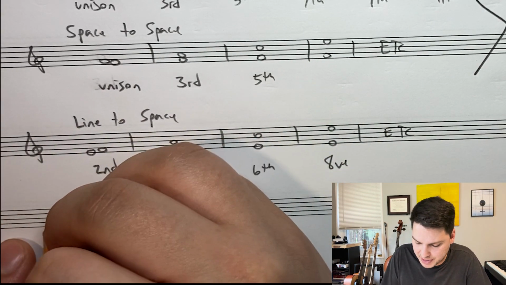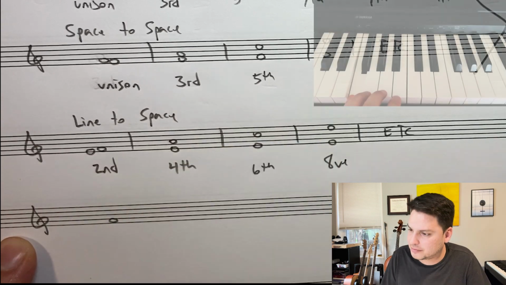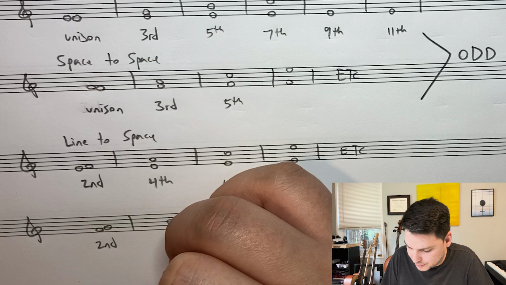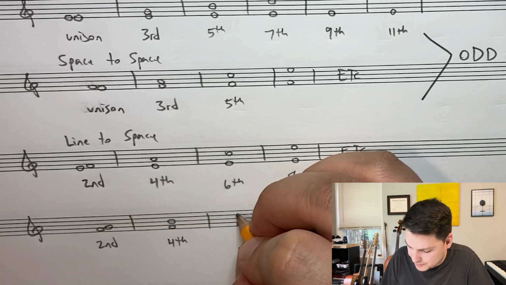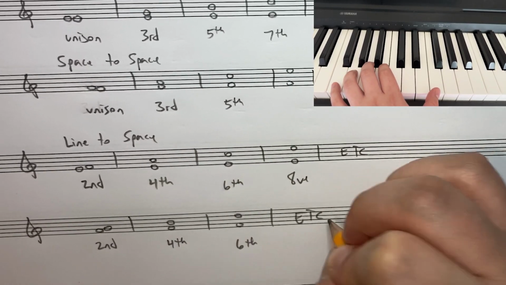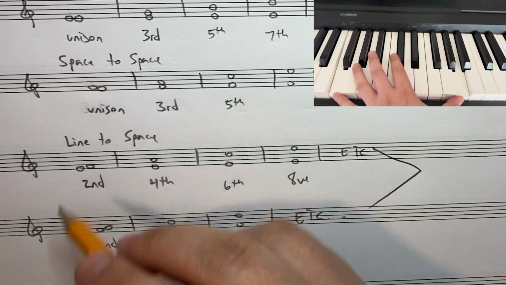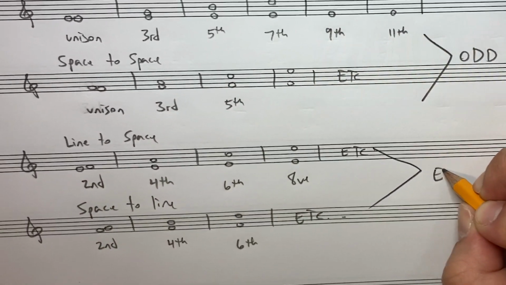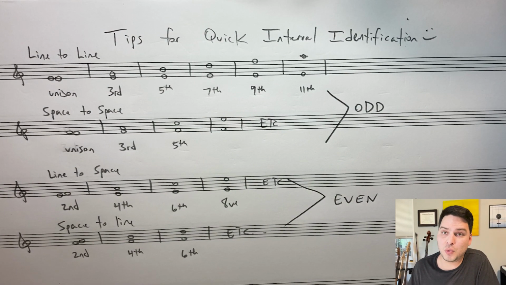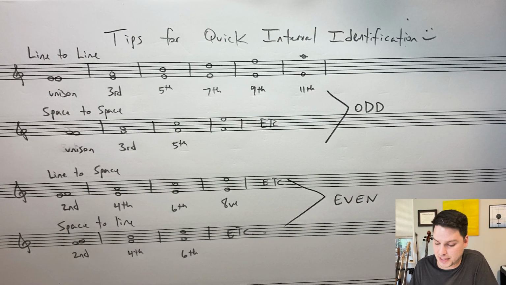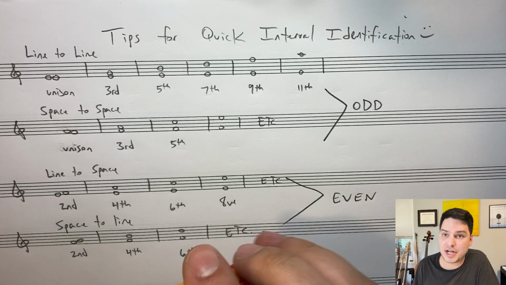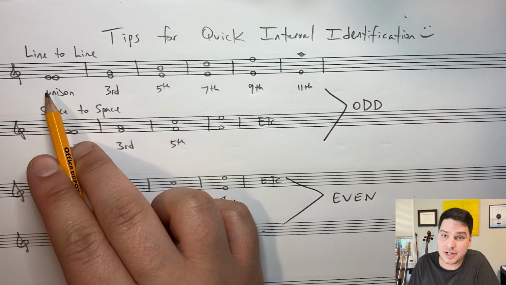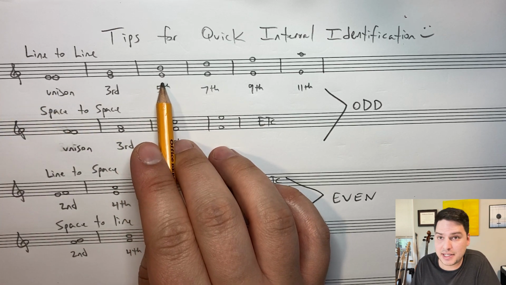If you start from a space, so let's start from the note F. Next line up would be a 2nd. The next line up after that would be a 4th. The next line up after that would be a 6th, and so on. So it works in exactly the same way. When you do line to space or space to line, you're going to get even numbered intervals. So this is a really helpful way for being able to quickly identify the intervals on the staff, because let's say that you're trying to identify line to line. So we look at the lines, obviously when they're next to each other, it's a unison. If they're 2 lines away, it's going to be a 5th.